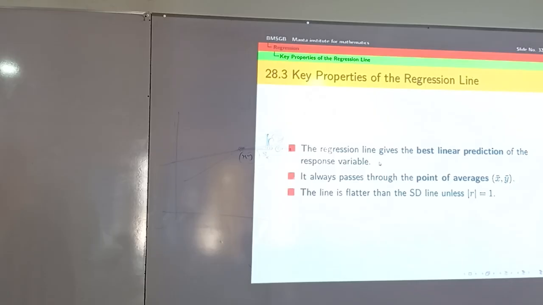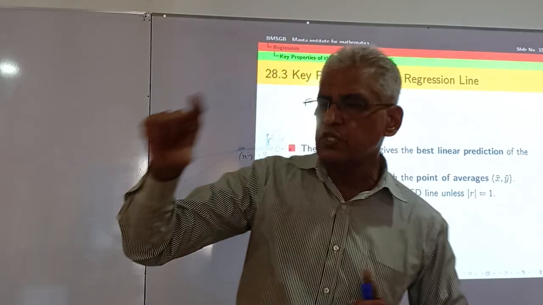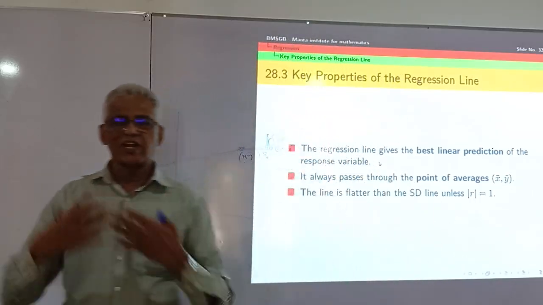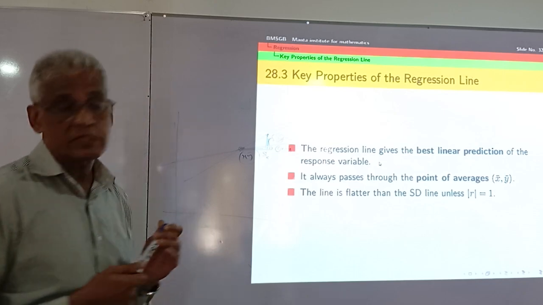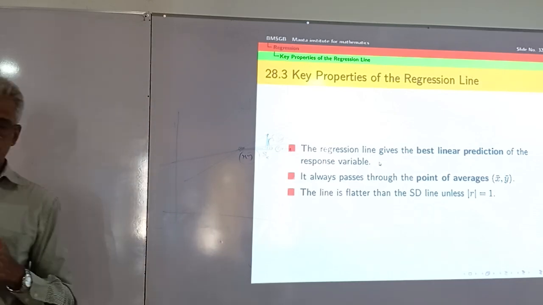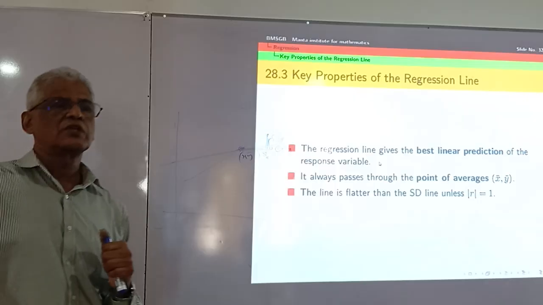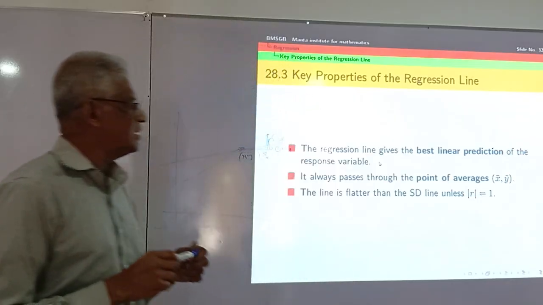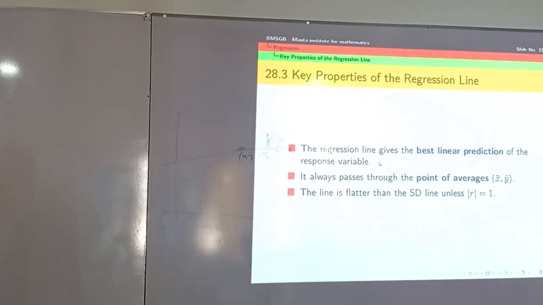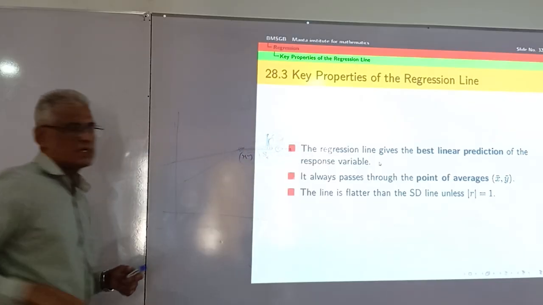Right. That's what this one says. The regression line gives you the best linear prediction of the response variable. Actually, when you say best linear prediction, it's not about individual points, it's overall, on average, because what we are minimizing is the sum of squares of errors, not the individual errors. So it is the best linear prediction in terms of average errors. This regression line always goes through the x bar, y bar point. So the regression line is flatter than the SD line.